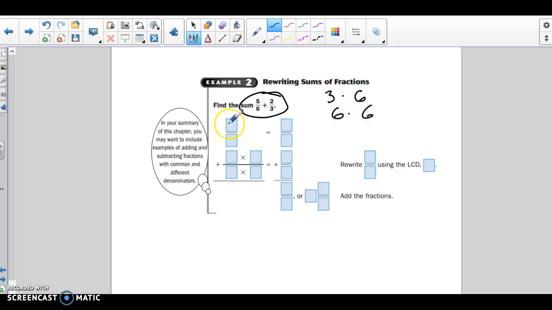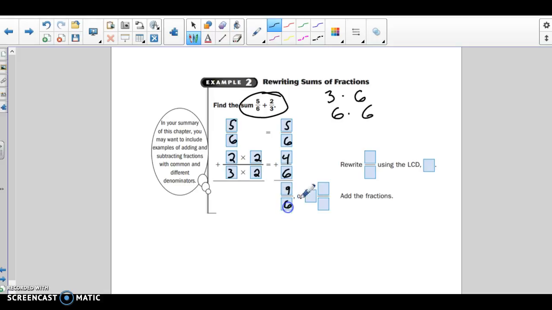Okay, so 5/6, are we going to change it? No, it already has a 6 as a denominator, so we can leave it alone. But 2/3, we need to rewrite it so the denominator is 6. If you said 6, nice job. So what do we do to 3 to make it 6? Multiply by 2. What you do to the bottom, you must do to the top. 2 times 2 is 4. So we add 5/6 and 4/6, which is 9/6.